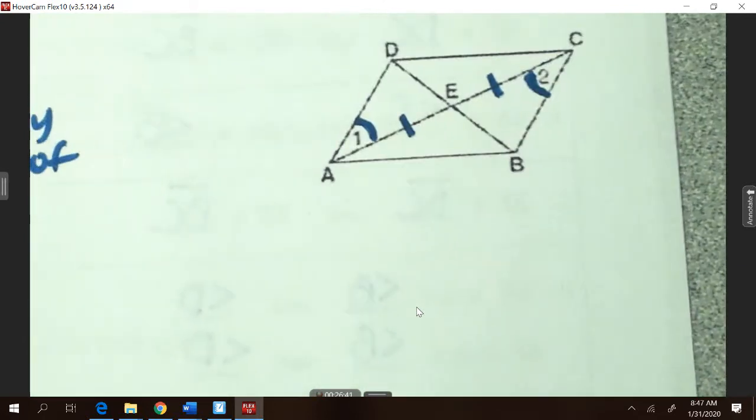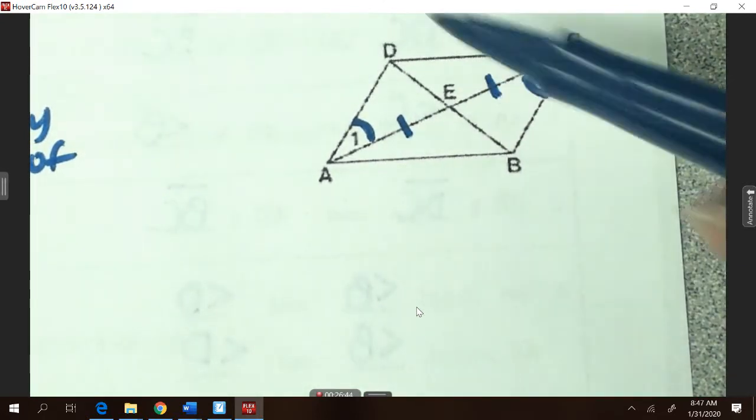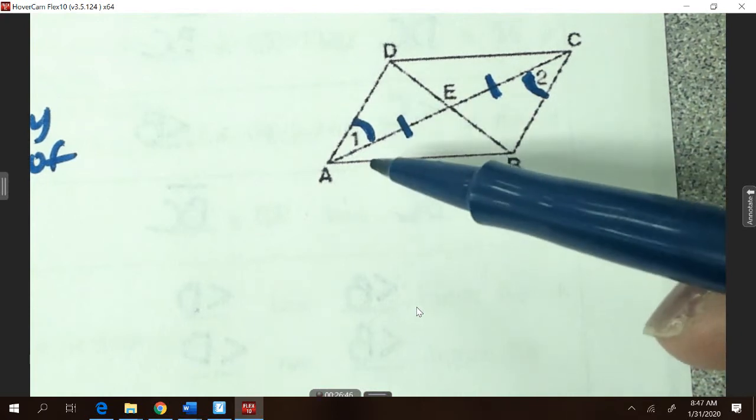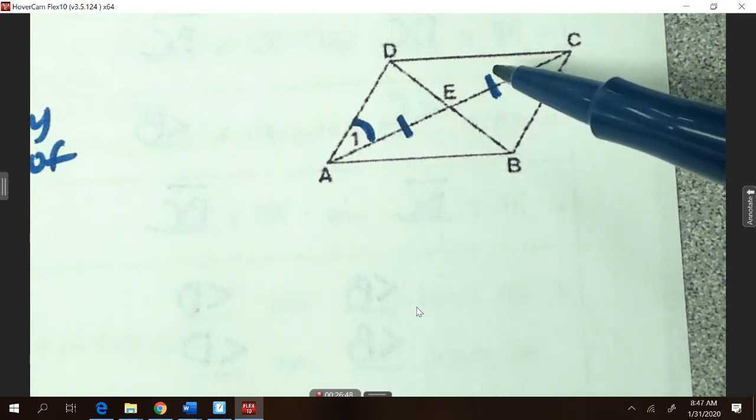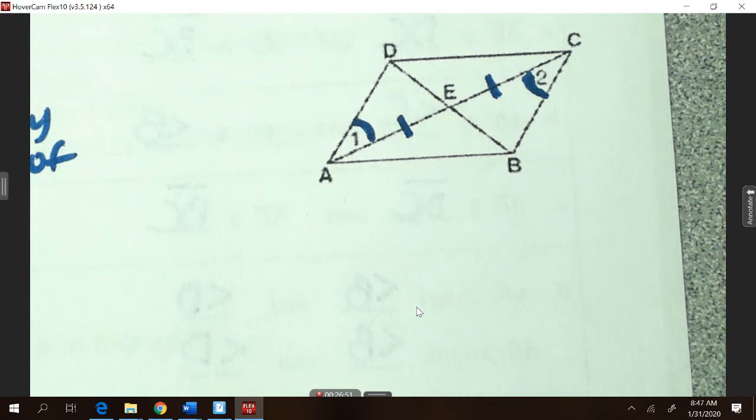All right, let's see, what else can I say about this picture? Oh, what else do I know? I don't know it's a parallelogram, so I can't say anything about the other alternate interior angles. I don't know that those lines are parallel.